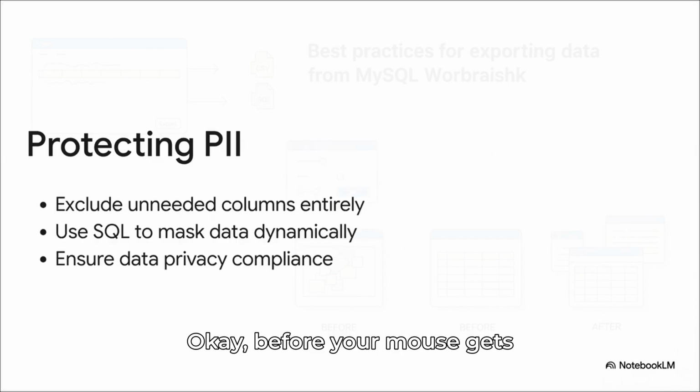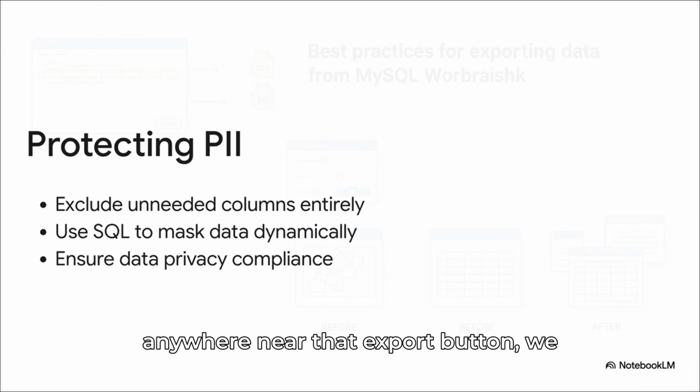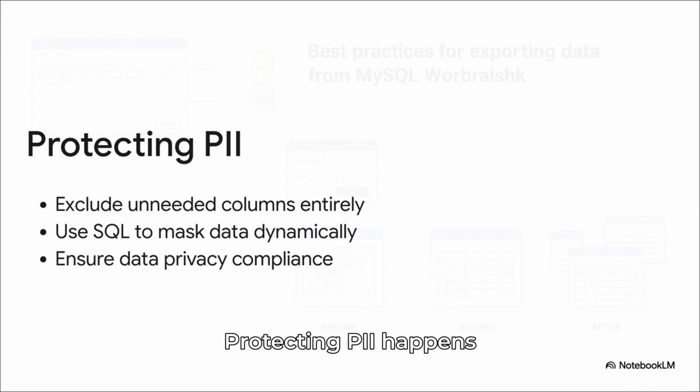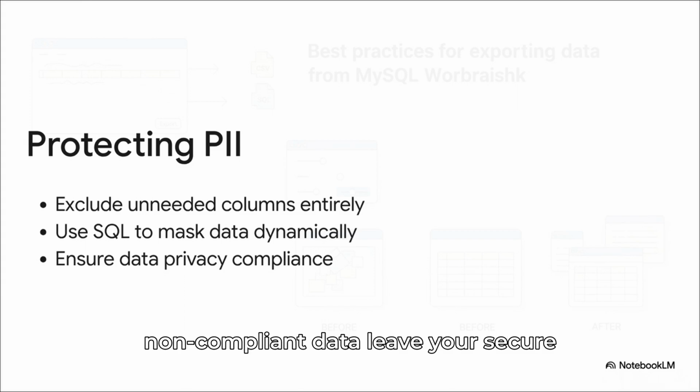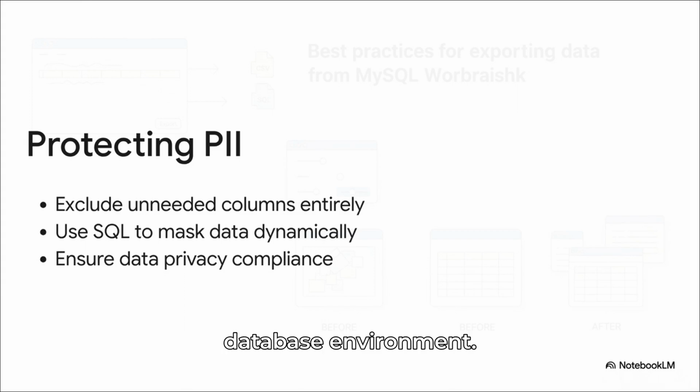Okay, before your mouse gets anywhere near that export button, we have to talk about security. Protecting PII happens inside the query itself. First off, just drop any sensitive columns entirely if they aren't strictly needed. But if the stakeholder does need partial visibility, say just to verify a customer, you can use SQL functions to mask it dynamically. Think about using concat and substring functions to hide everything except the last 4 digits of a credit card number. You basically never want to let non-compliant data leave your secure database environment.